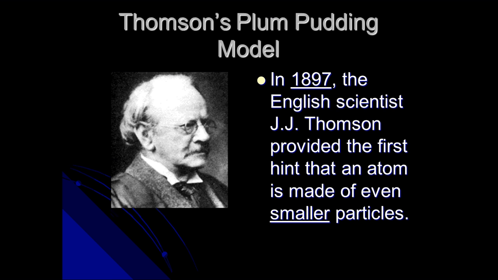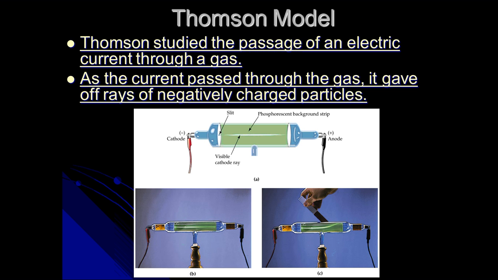Okay, so Thomson's plum pudding model. He was the first one who provided a hint that the atom is made up of even smaller particles. He did this through his famous cathode ray tube experiment.